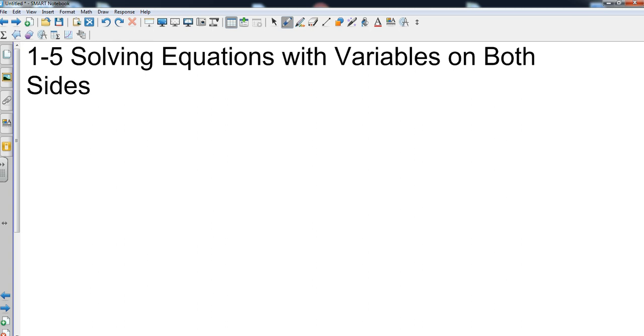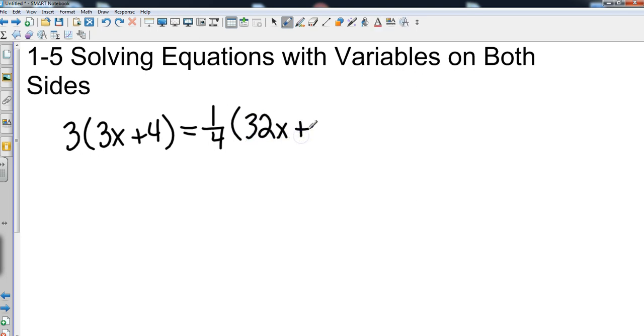So let's start with 3 times 3x plus 4, and we're going to say that equals 1/4 times 32x plus 56. Okay, so we're going to get rid of that fraction on the other side. We're just going to take 1/4 of everything. So basically, we're dividing by 4 and dividing by 4, or multiplying by 1/4. It's the same thing. And I'm going to go ahead and do this distributive property. We're going to get that all taken care of in one step.